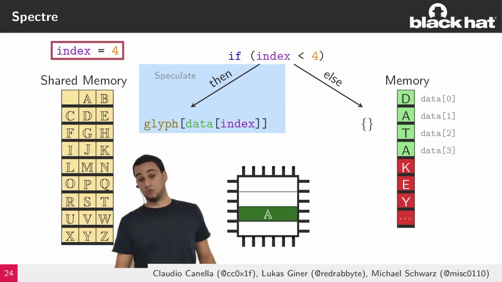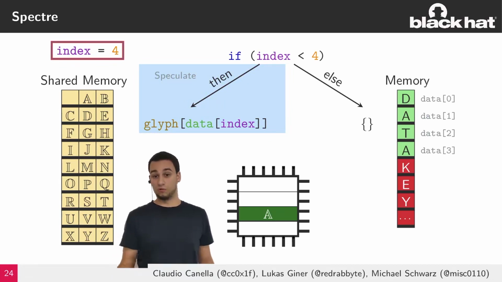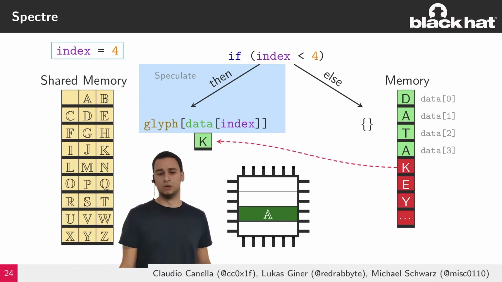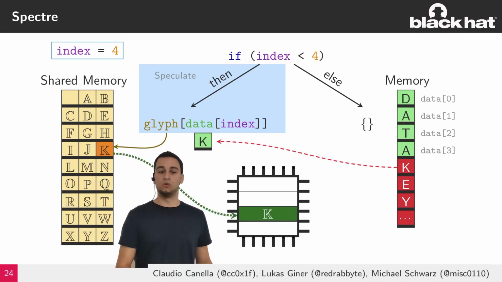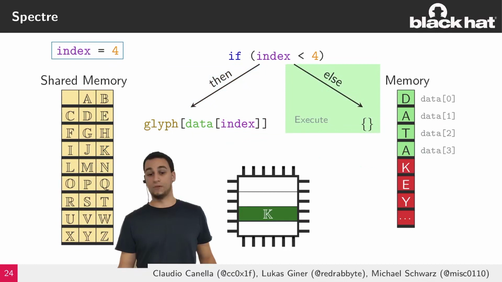Then we get to index 4, and 4 is not smaller than 4. But the CPU is like, yeah, it was always true, so this condition will be true this time as well. So it starts fetching memory that's actually out of bounds of the array, which shouldn't be accessible, looks it up in the font file, and puts it into the cache. And there we have our problem. We have something in the cache that correlates to the secret data in memory that we're not supposed to access.